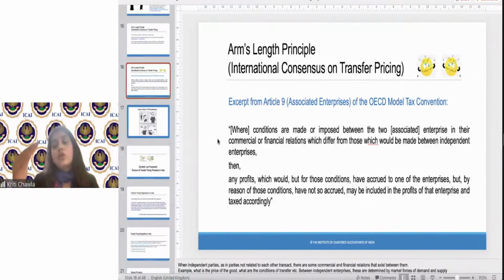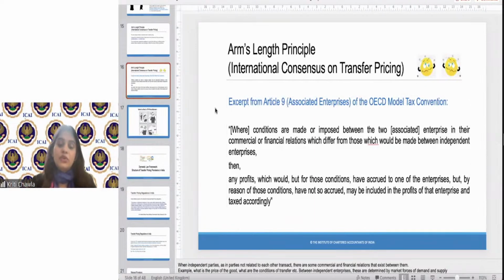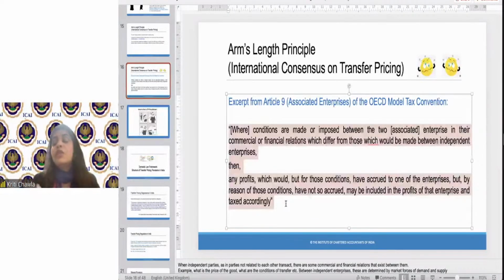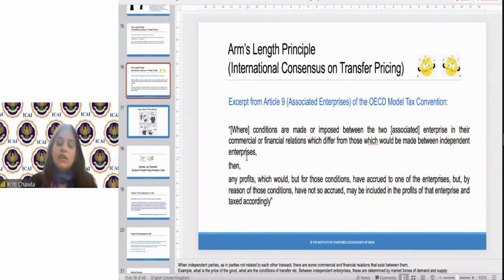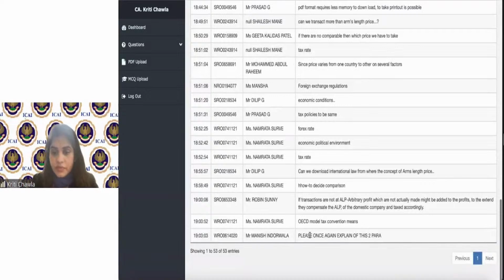And in that, there is Article 9. Article 9 in the OECD Model Taxation Convention talks about associated enterprises, and the concept of the arm's length principle is provided here. From this arm's length principle, we derive something called arm's length price, and we have provided that in Section 92 of the Income Tax Act in India. So going forward, I'm going to be talking about Section 92 of the Income Tax Act. Okay, any other question?